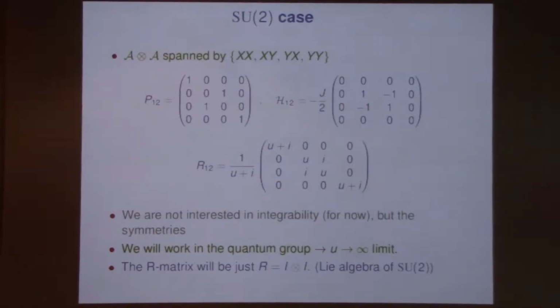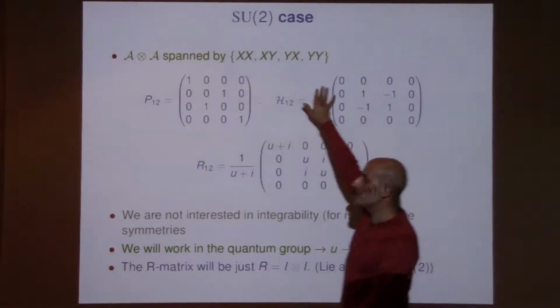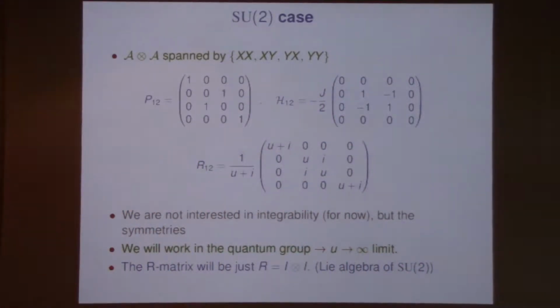So if the R matrix is just identity times identity, it means that exchanging the two copies is the same thing. And if you remember that there was a formula about the coproduct, it means that the coproduct is symmetric, and it means that we're back to the Lie algebra setting. So the Heisenberg spin chain has SU2 symmetry. That's what this slide is telling you in a very roundabout way. But it was, of course, known from the beginning.